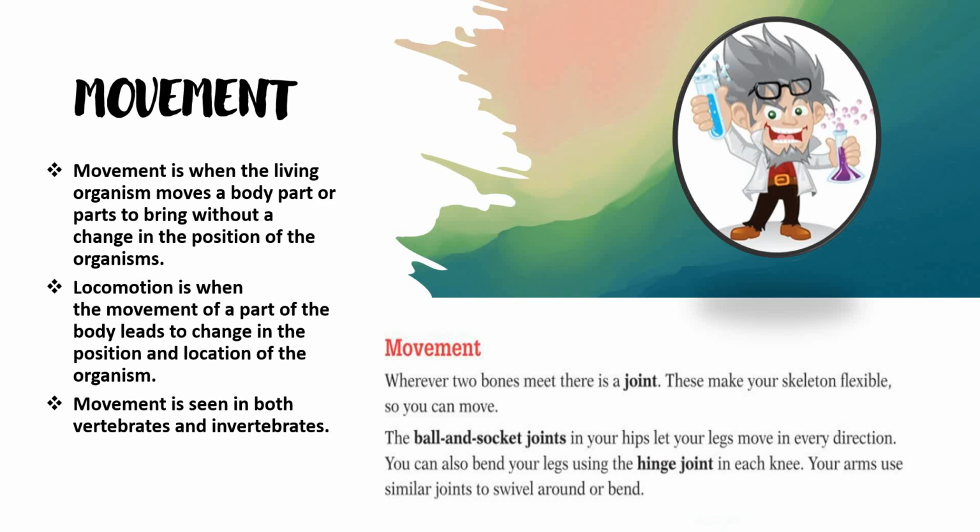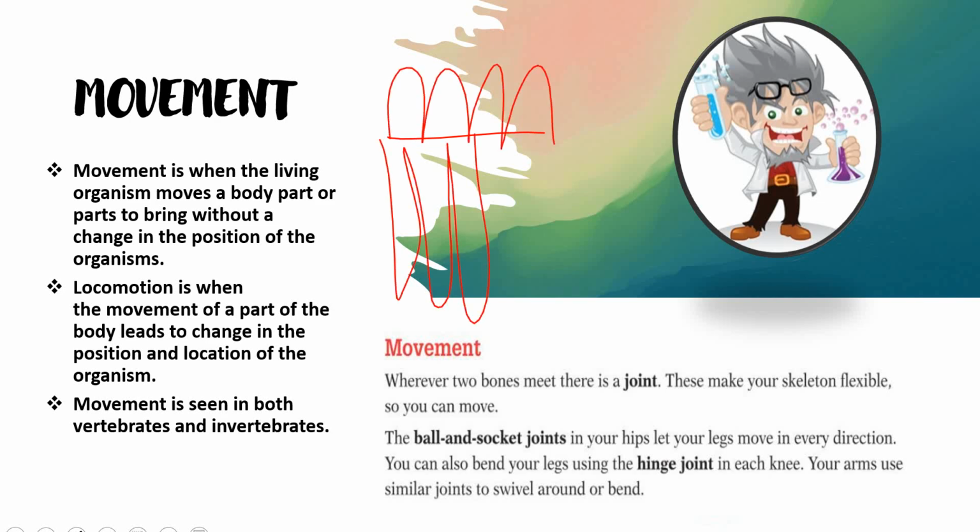Example, vertebrates, humans, which have bones and we move. Invertebrates, for example, a jellyfish, not the jelly we eat, the jellyfish which swims in the sea, has no bones, but it still moves. Another example of invertebrates, a cockroach. A cockroach, which has no bones, still moves. So movement is shown in both vertebrates and invertebrates, whether they have bones or not.